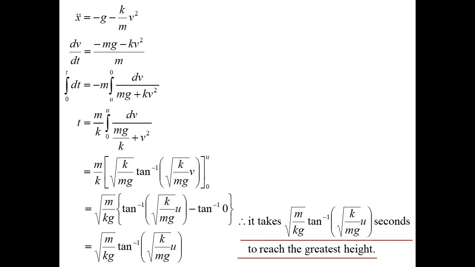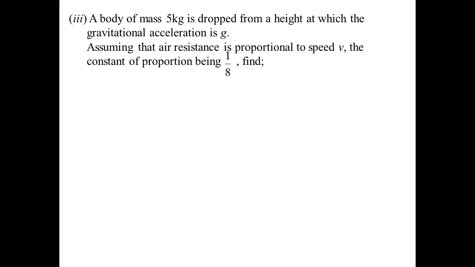So there's our time. That's the thing when we're not using numbers, you come up with some wonderful expressions for time and distance. Let's do one where we're dropping it from a height. So 5 kilos, dropping from a height, gravity is of course g. We're assuming air resistance is proportional to speed, and that constant of proportionality is 1/8. We want to find its velocity after time t.